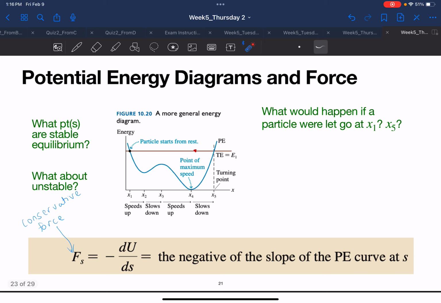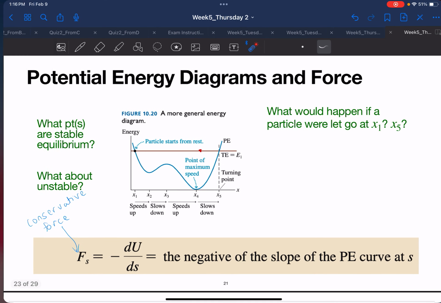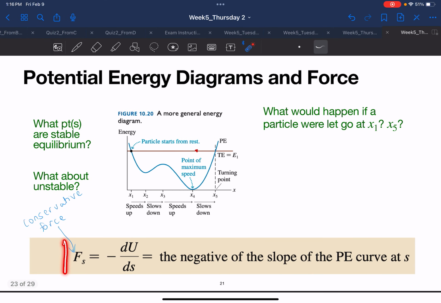the conservative force can be found by taking the negative derivative of the potential energy with respect to position. Now, this is in one dimension. In higher dimensions, this derivative becomes a gradient, but we don't need to concern ourselves with that. So basically, the conservative force can be calculated by taking minus dU/ds.